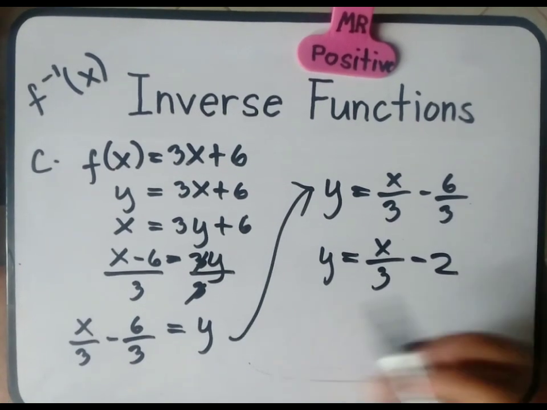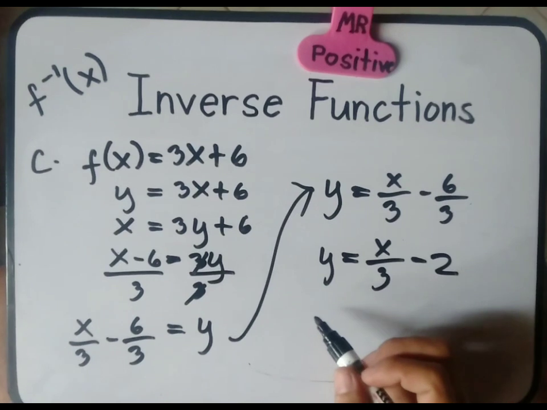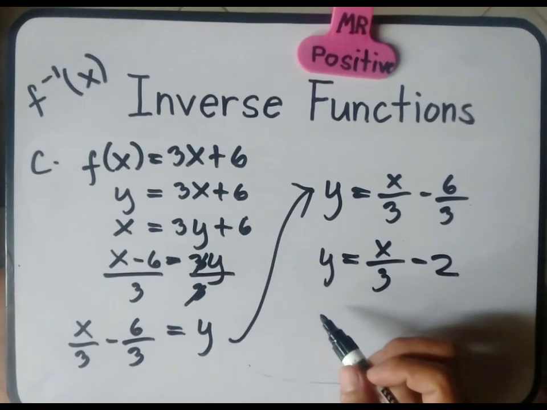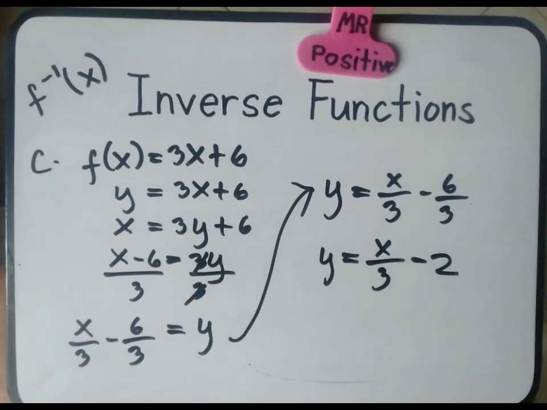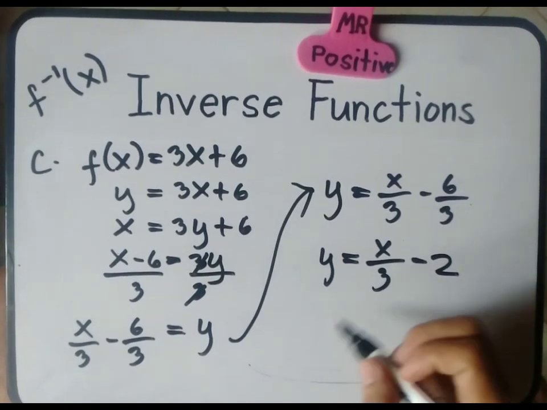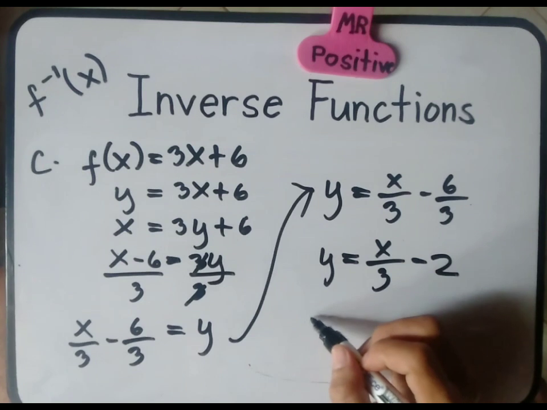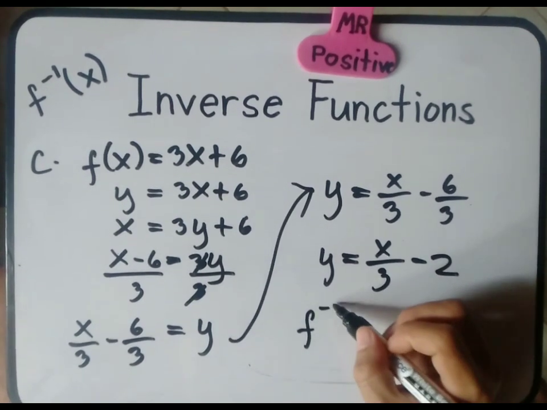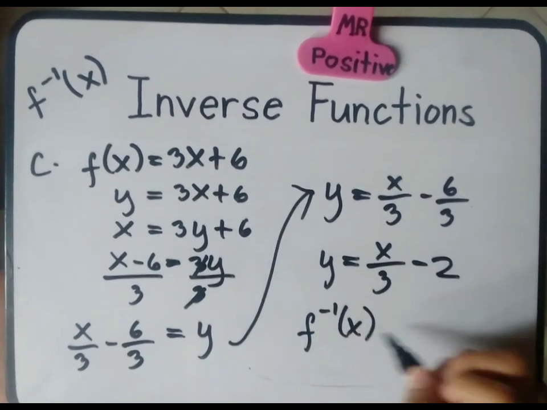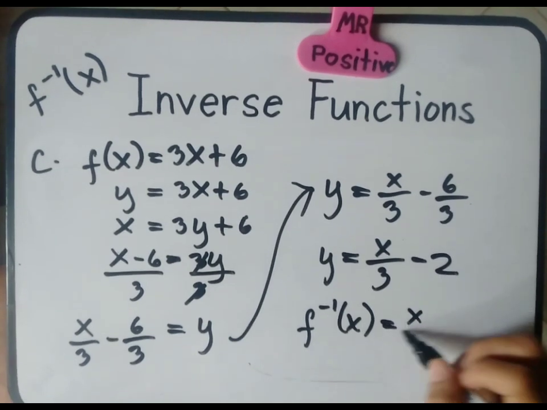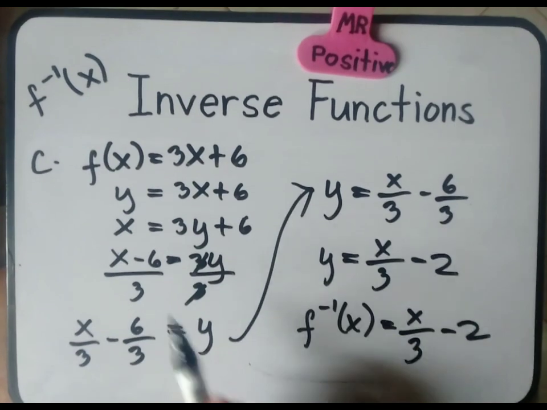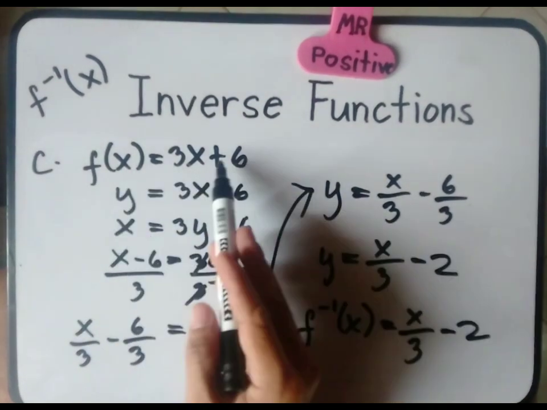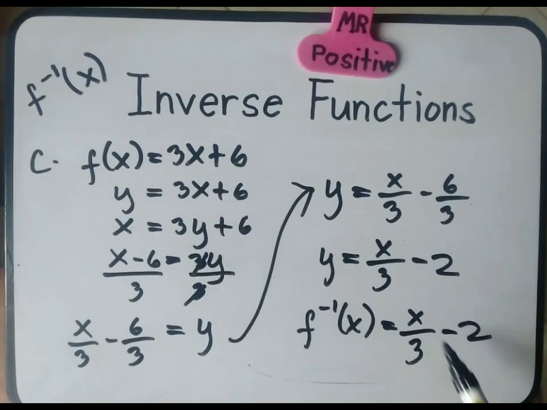And then last step, replace the new y with f raised to -1 of x if the inverse is a function. Okay, so the y becomes f raised to -1 of x equals x over 3 minus 2. So that means the inverse of this function is equal to x over 3 minus 2.